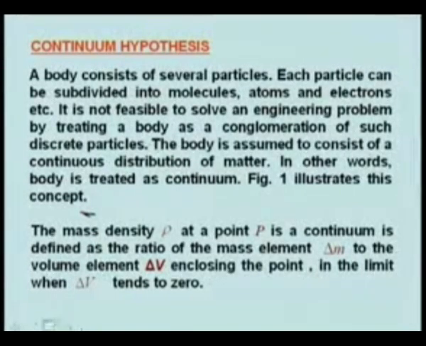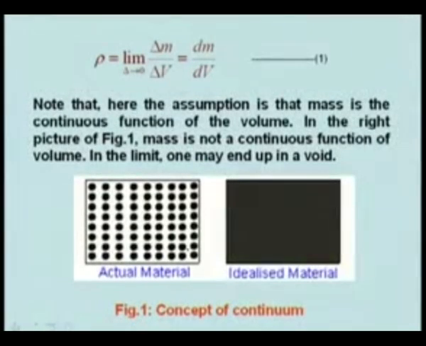The next figure shows this concept. Here, this is the actual material in which there are particles, there may be some voids in between, but the idealized material is considered continuous. There is a continuous distribution of matter here.